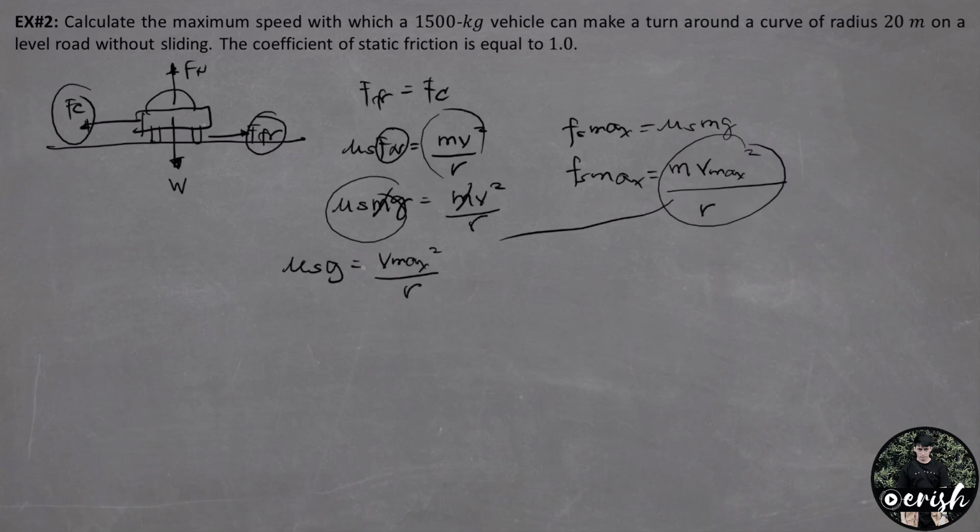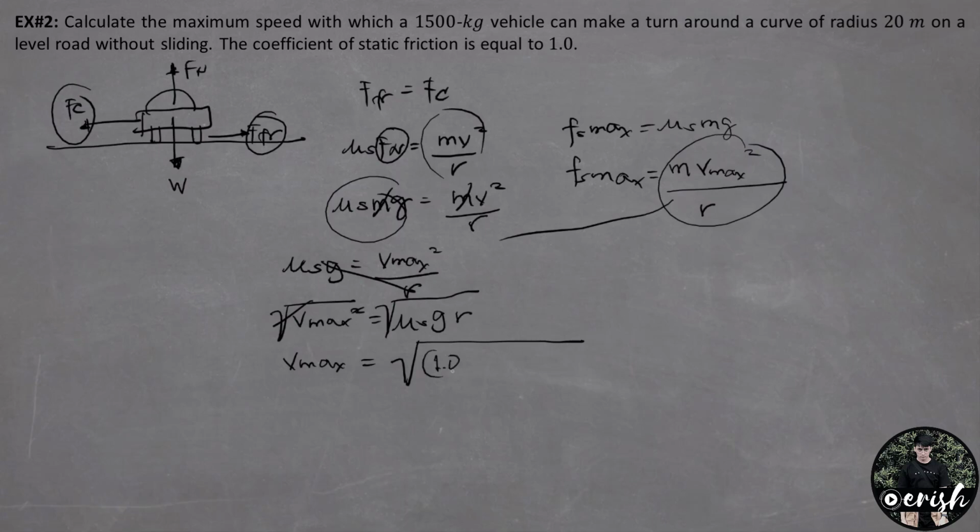Let's derive the equation. Cross multiply. Vmax square equals coefficient of static friction times the gravity times the radius. And square root ng magkabilang side of the equation to cancel the square. Vmax, or the maximum velocity, is equal to the square root of coefficient of static friction is equal to 1 times the gravity na 9.81 meters per second square times the radius na 20 meters.